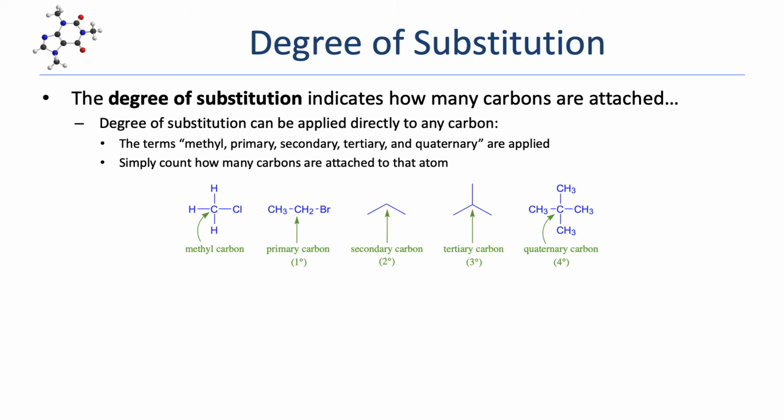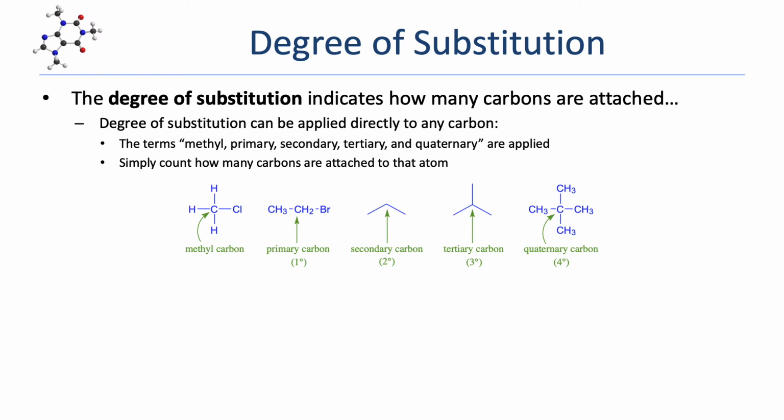So here I've got some examples. This first carbon is considered a methyl carbon because it has 0 other carbons attached to it. In the next molecule, the carbon pointed to here is a primary carbon because it is bonded to one other carbon. In fact, both the carbons in this molecule are technically primary carbons. In the next molecule, pointing at that center carbon, you can see that it is bonded to 2 carbons, so it is a secondary carbon. The other 2 carbons would be primary, right?